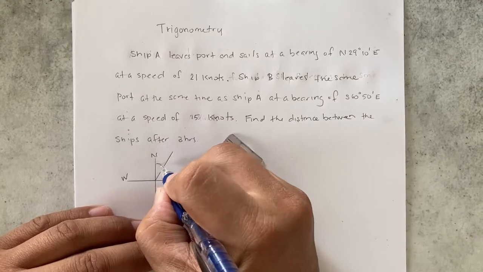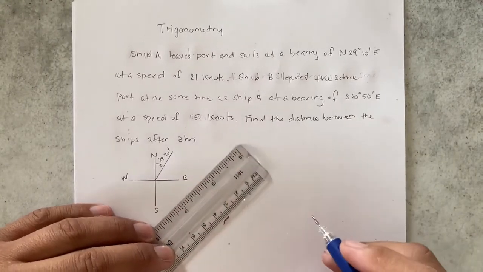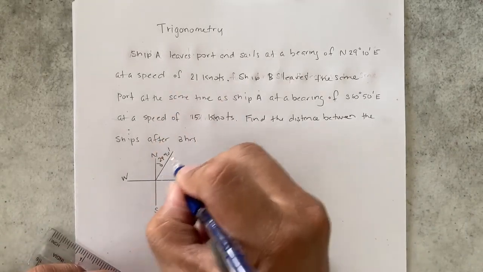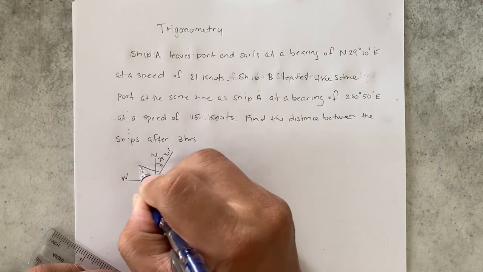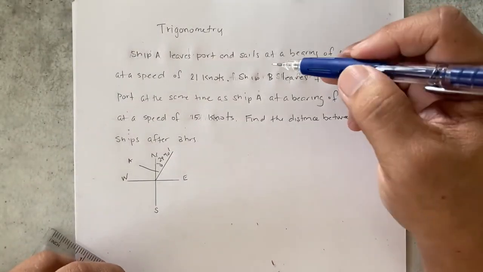And this is 29 degrees 10 minutes. Okay, 21 knots. So I'm gonna call this A right here. Ship A, 21 knots.